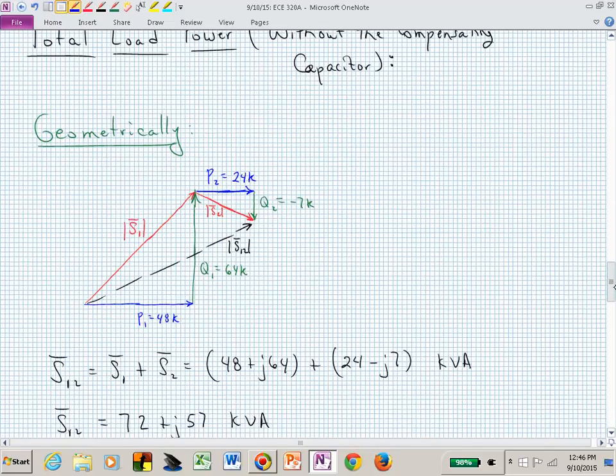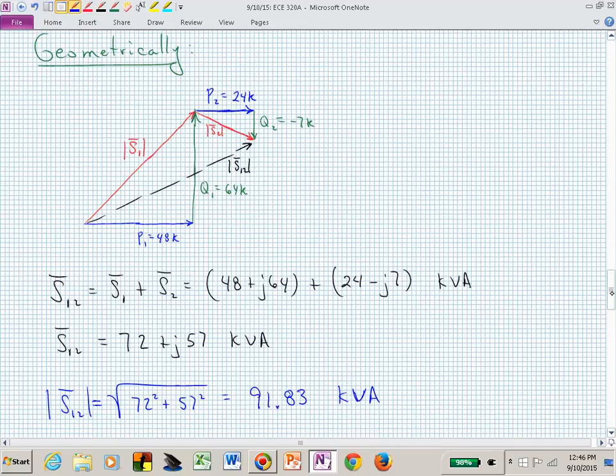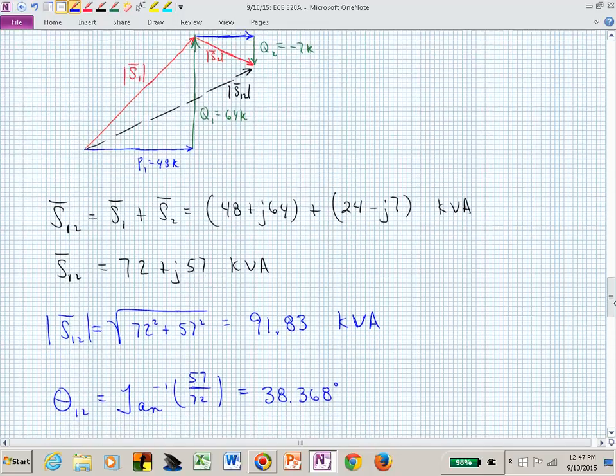If you algebraically added up S1 and S2, with their appropriate components, real and imaginary, we end up with the load of load 1 and load 2 looking like 72 plus j57 kVA. And I think we got that far last time. We could find the magnitude of that, or what's the apparent power, by just taking the square root of the sum of the squares of the component powers, and that ends up being about 92 kVA for the combination of those two loads.